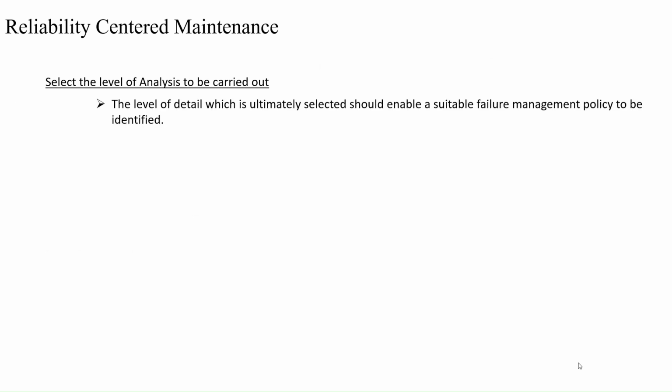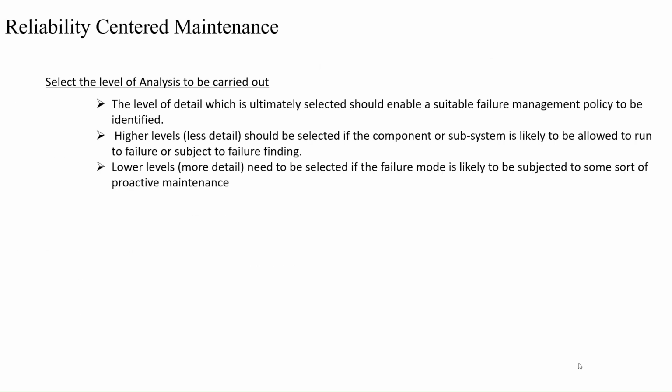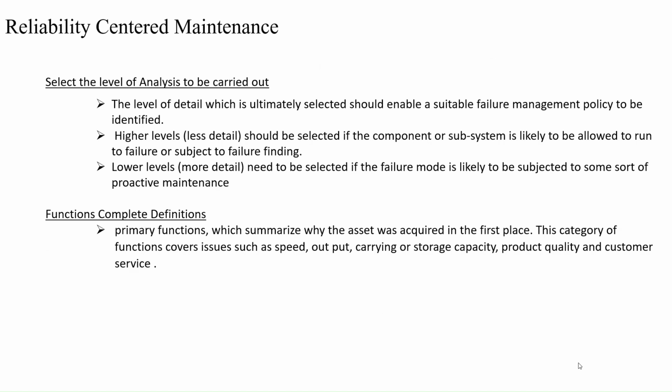prerequisites are to be set in. Select the level of analysis to be carried out. The level of detail which is ultimately selected should enable a suitable failure management policy to be identified. Higher levels, less detail, should be selected if the component or subsystem is likely to be allowed to run to failure or subject to failure finding. Lower levels, more detail, need to be selected if the failure mode is likely to be subjected to some sort of proactive maintenance. It's important to have a function's complete definitions.